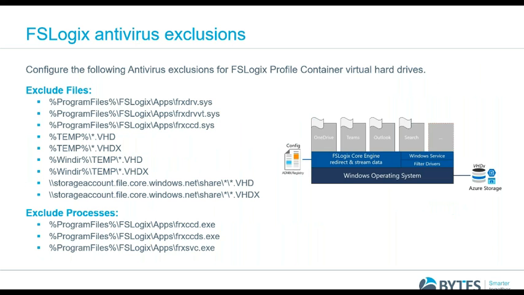In terms of some antivirus exclusions, this is documented in the FSLogix documentation, but it's worth mentioning here. There are certain files and processes that you should exclude if you are installing, especially third-party antivirus solutions, to make sure that they're not eating away at your CPU cycles. Especially in a multi-session environment, if you've got antivirus running for multiple users, you could be chewing up a good proportion of your CPU resources by just checking these files and processes.